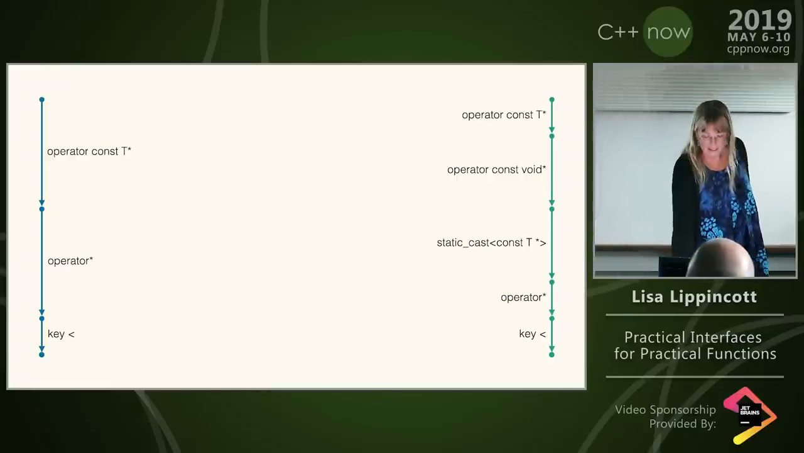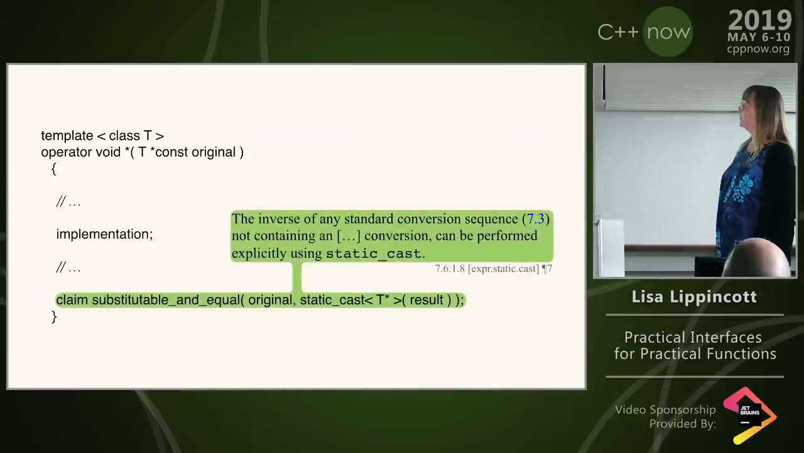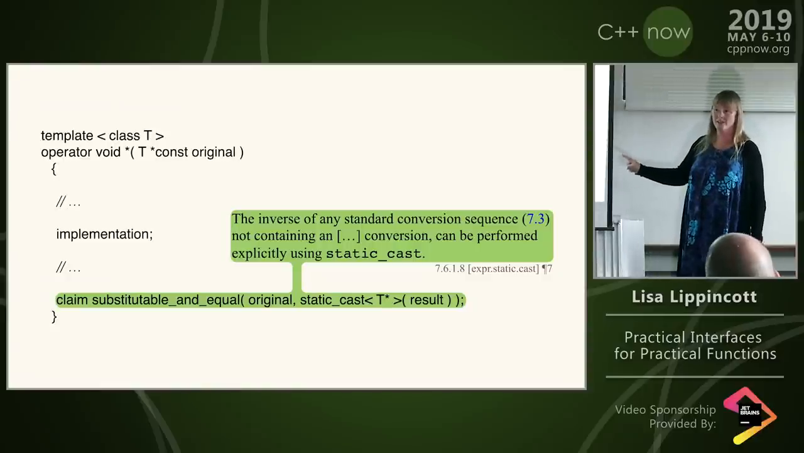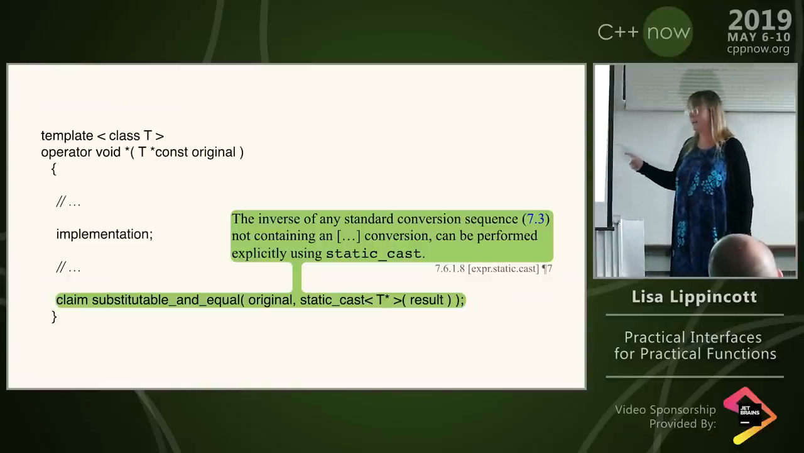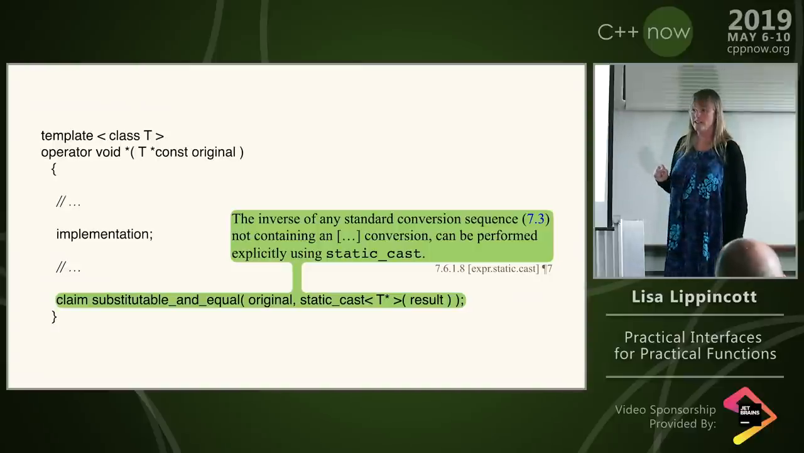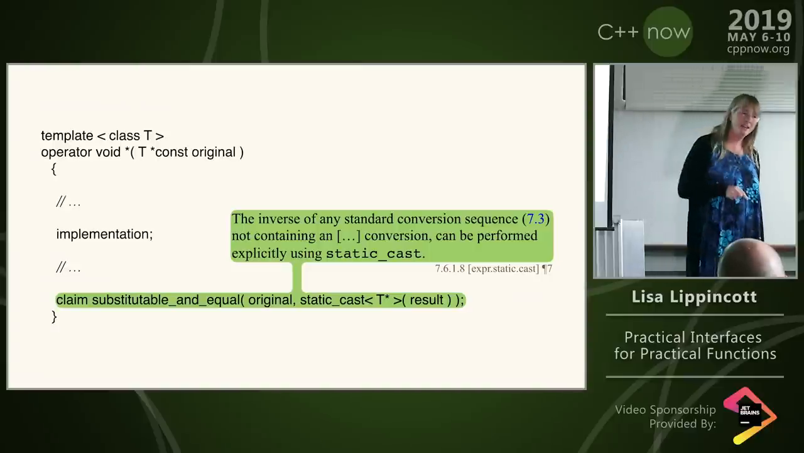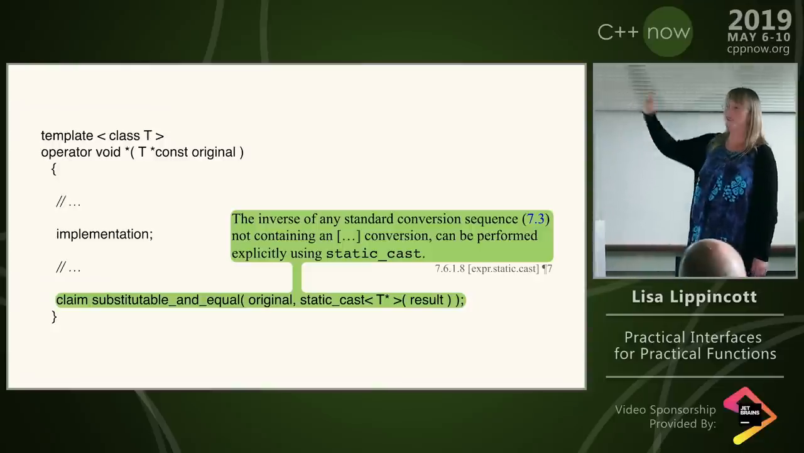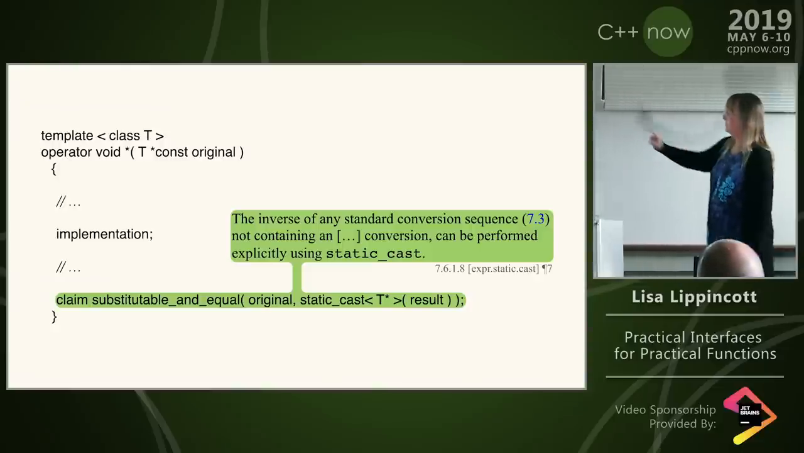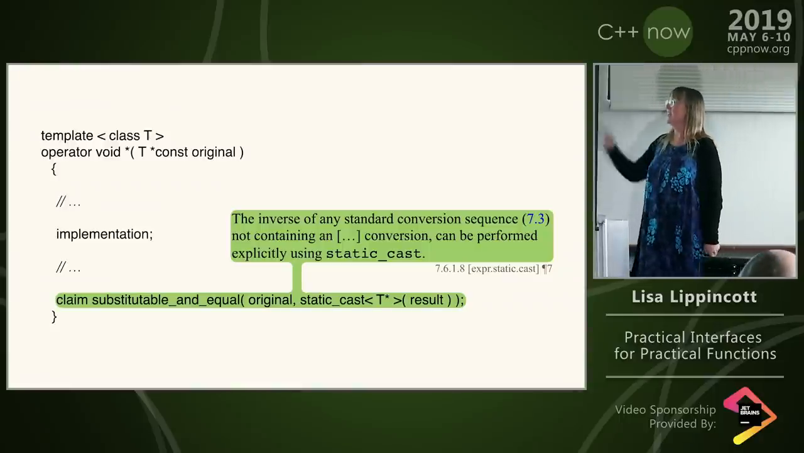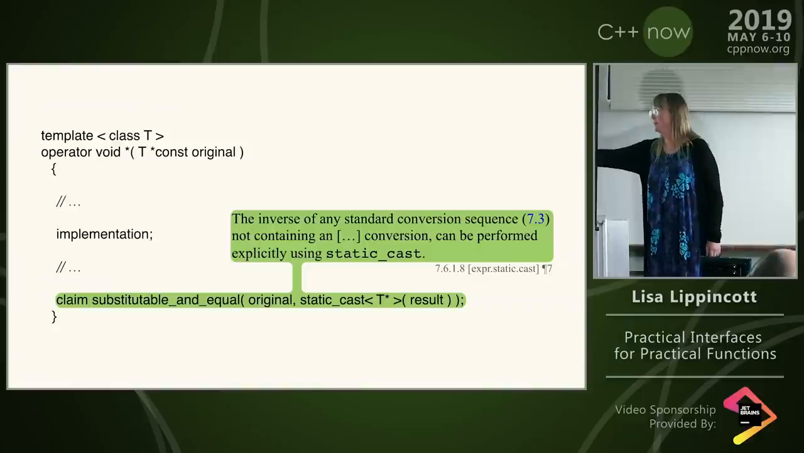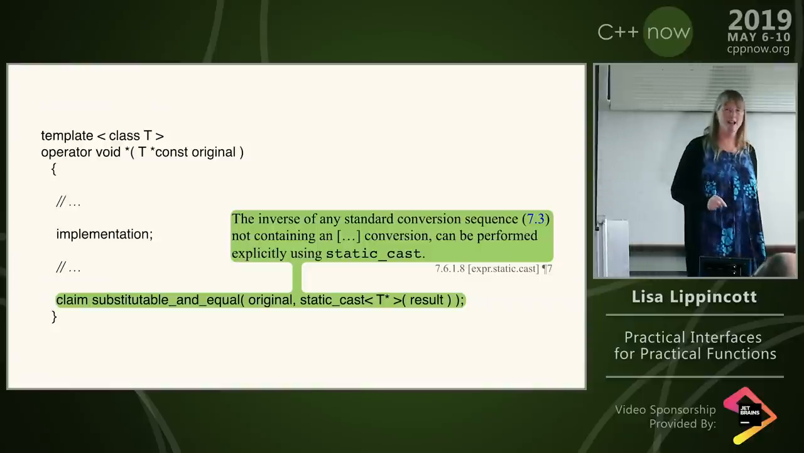And the thing that we are doing is actually found in the documentation for static cast. The documentation for static cast, which says it inverts standard conversion sequences, is actually telling us a post condition of the standard conversion. So here, documentation for static cast tells us that this standard conversion can be inverted by a static cast.